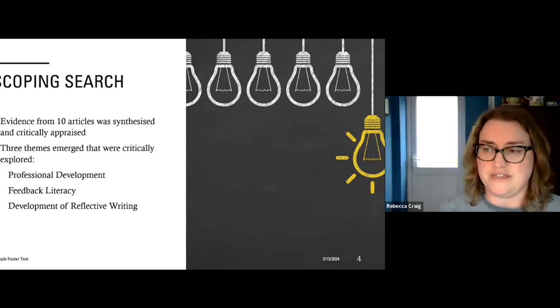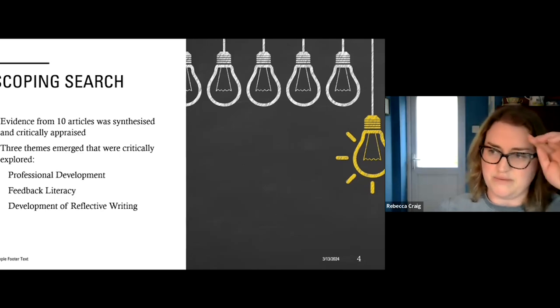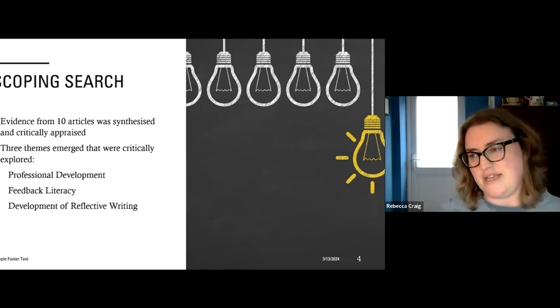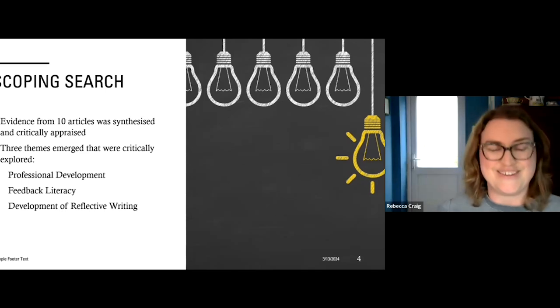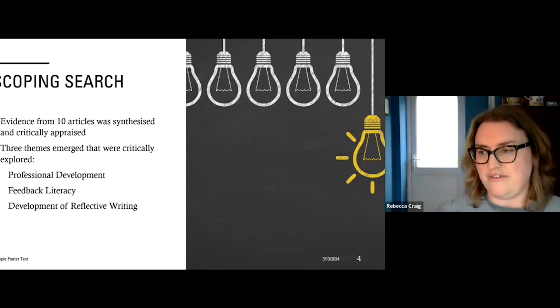There were really strong links as well in the literature and our previous work around feedback literacy, so understanding how to give better feedback and how to bring that into their future professional practice, which is really great. And then, of course, development of reflective writing skills. So it's really interesting that this work feeds into 3 different areas of our students' roles.